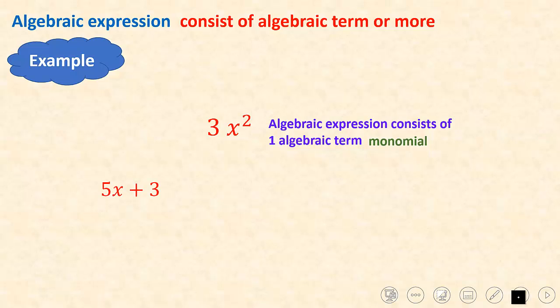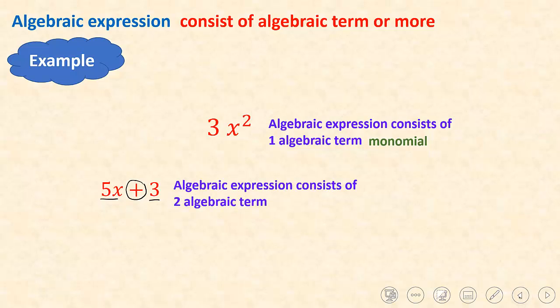What about, for example, if I have 5x plus 3? So here I have one algebraic term, which is 5x, and another algebraic term, which is 3. And there is a plus operation between them. So here I have an expression containing 2 algebraic terms. When I have an expression containing 2 algebraic terms, it's called a binomial. So, an algebraic expression containing 2 algebraic terms is a binomial.